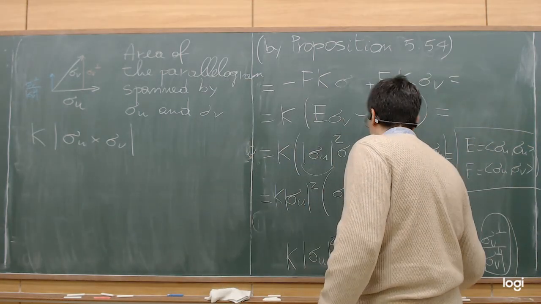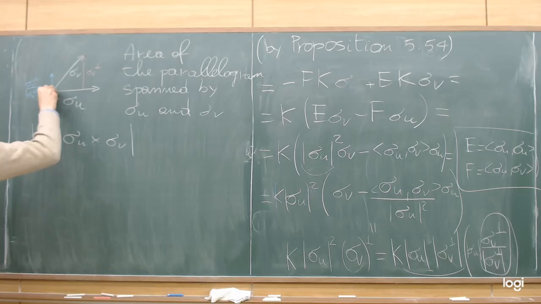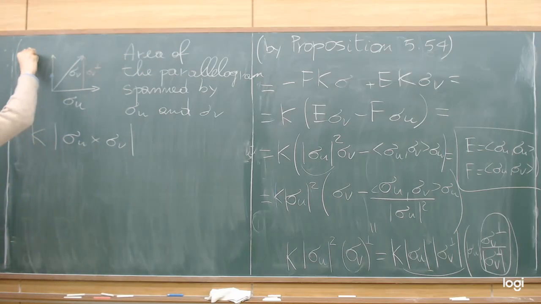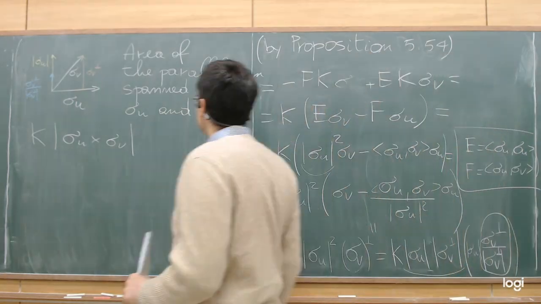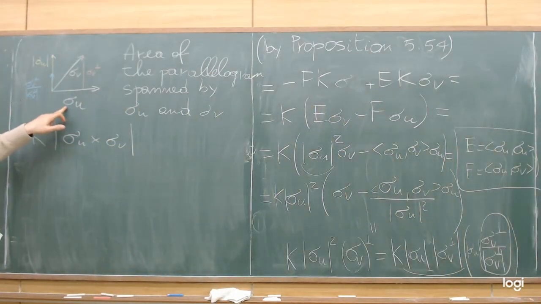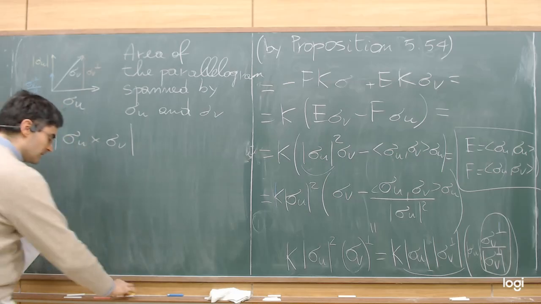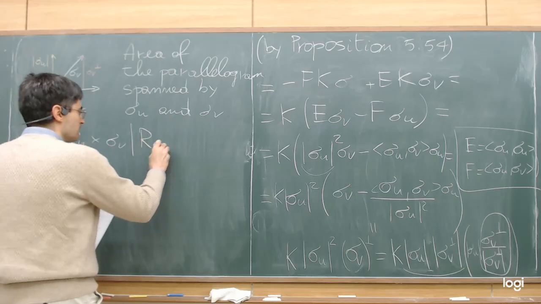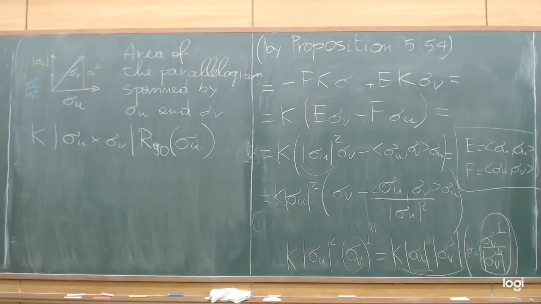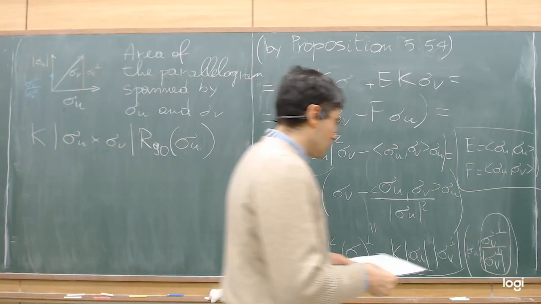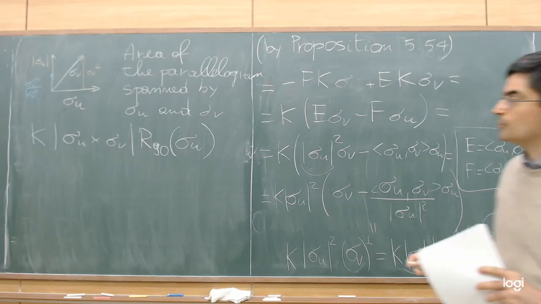And for example, I get this one. This is a vector having length equal to sigma u. And now it's clear from the picture that this vector here is the vector that we obtain from sigma u by applying a counterclockwise rotation by 90 degrees. So this is R90 sigma u. And this is the end of the proof, because we proved that the formula holds true for sigma u.